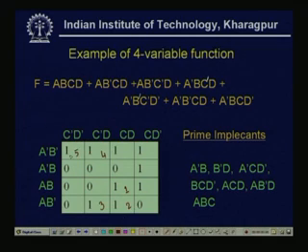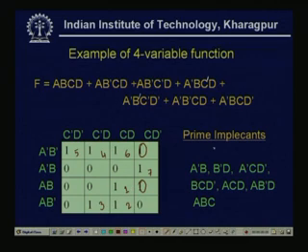Then sixth is A bar B bar C D, this is my sixth one, and seventh one is A bar B C D bar. Seventh one is A bar B C D bar. Okay. So, this will be my seventh one. So, I am putting this as 0, this as 0.